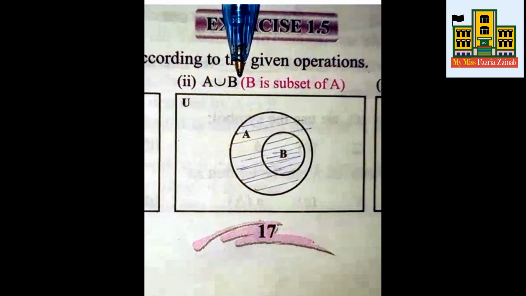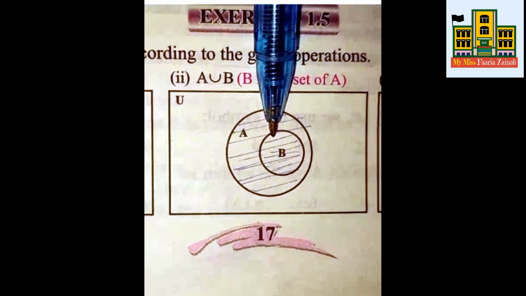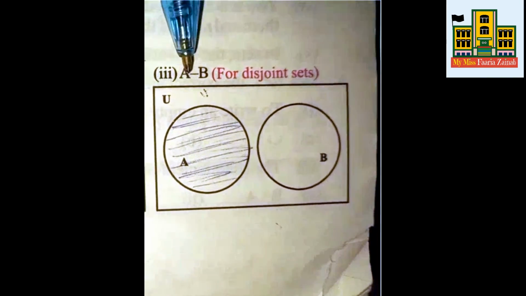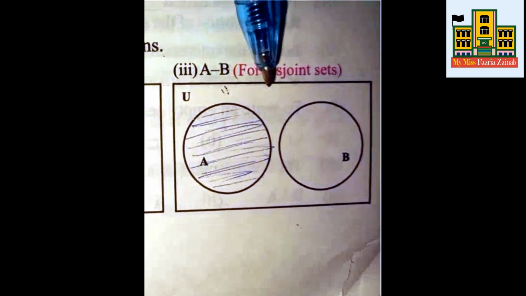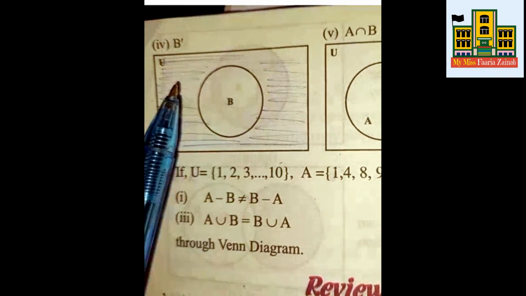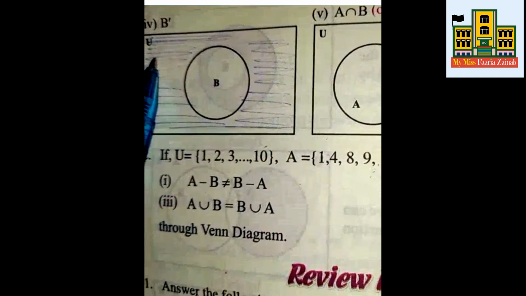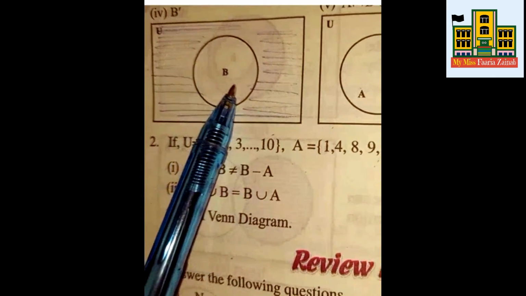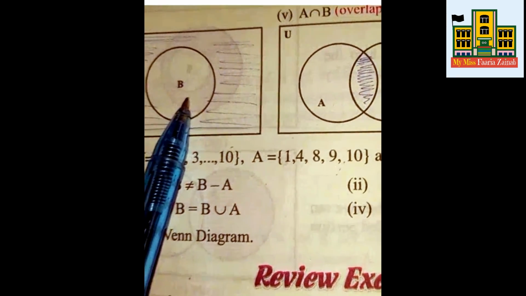Question number 2 is A union B. In union we know that all elements of A and all elements of B will be shaded. A minus B, it means that only the elements of A will be shaded, not the elements of B. In question number 4, we will take the complement of B. We will draw a closed figure of universal set and then a closed figure of B, and we know that in complement we will shade all the box except the closed figure of B.